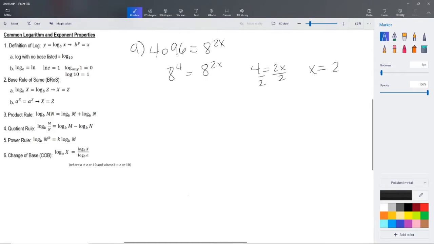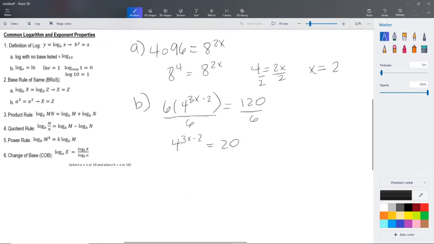Works great if we can do that, but what if there's no way in heck that the bases are ever going to be the same? And that's really what part B is about, where we have 6 times 4 to the power of 3x minus 2 is equal to 120. Once again, the first step we want to do is get the item that has the exponent by itself. So this 6 needs to go. So we need to divide both sides by 6 to start this problem, so that this becomes 4 to the 3x minus 2 equals 20.